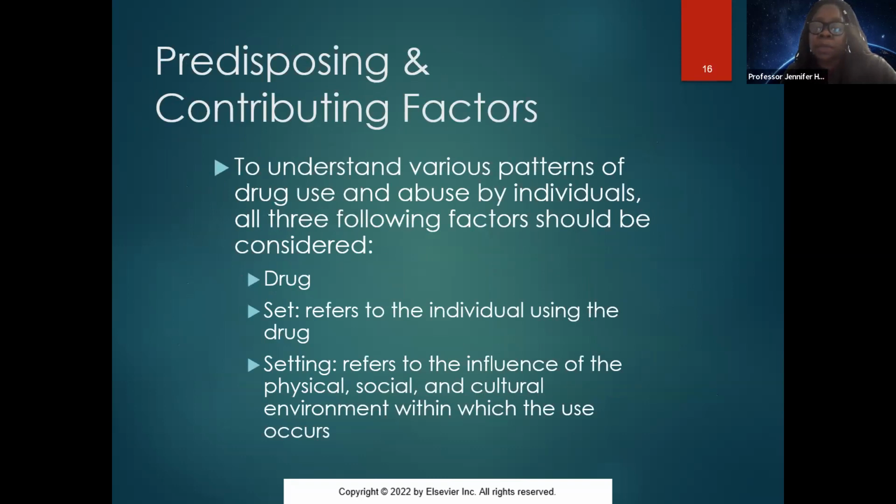So, predisposing and contributing factors. In addition to the specific drug being used, two other major variables influence the particular drug experience: the set and the setting. The set refers to the individual using the drug, and the setting refers to the influence of the physical, social, and cultural environments. So all three factors, the drug, the person, and the environment, is the best way to think of it, because all three should be considered to understand the patterns of drug use by an individual. What particular drug are they using? Then the individual using the drug, and then the setting, the cultural influence and environment. How is all of this playing into where they're doing what they're doing?